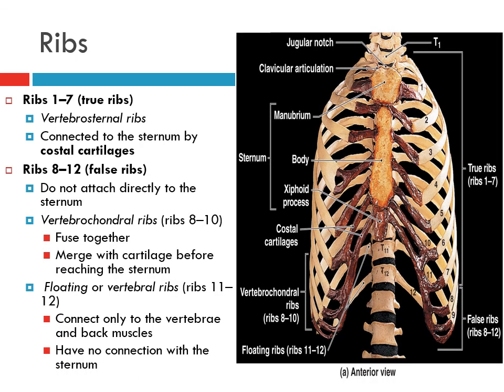True ribs 1 through 7 have individual cartilage attachments into the sternum, whereas ribs 8 through 10 come together and form a combined cartilage. All of those cartilages from 8 through 10 come together and enter into the sternum as one. And then ribs 11 and 12 are floating ribs, so they are just very short ribs that come off the vertebrae and then just end. They don't actually have any connections into the sternum.